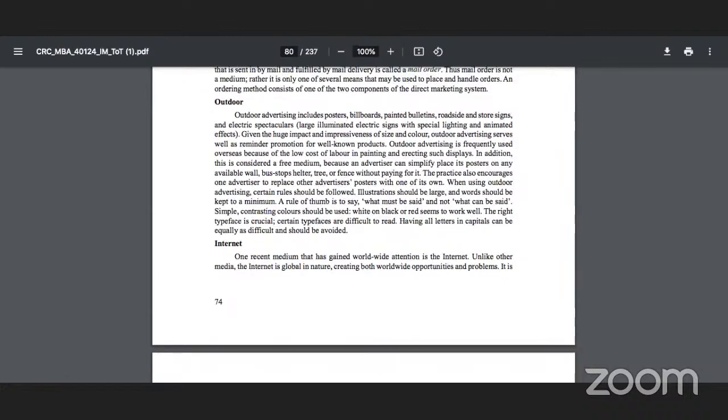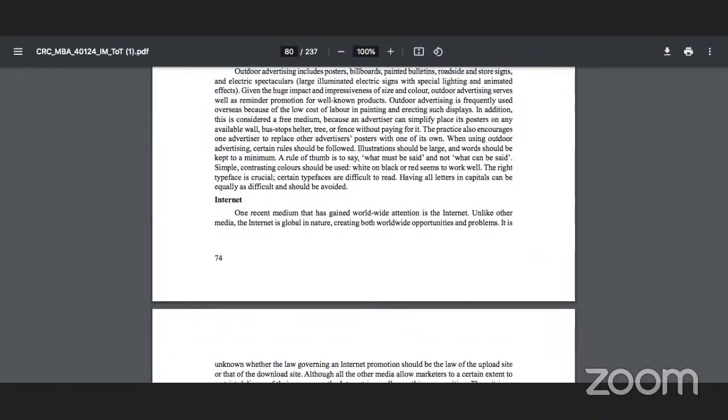Simple contrasting colors should be used, white or black or red or even blue in some cases. And then the typeface, that is the lettering, is also very, very important because it has to be clear, it has to be readable. The next one, and it has emerged in a very popular way in the last decade, is internet.